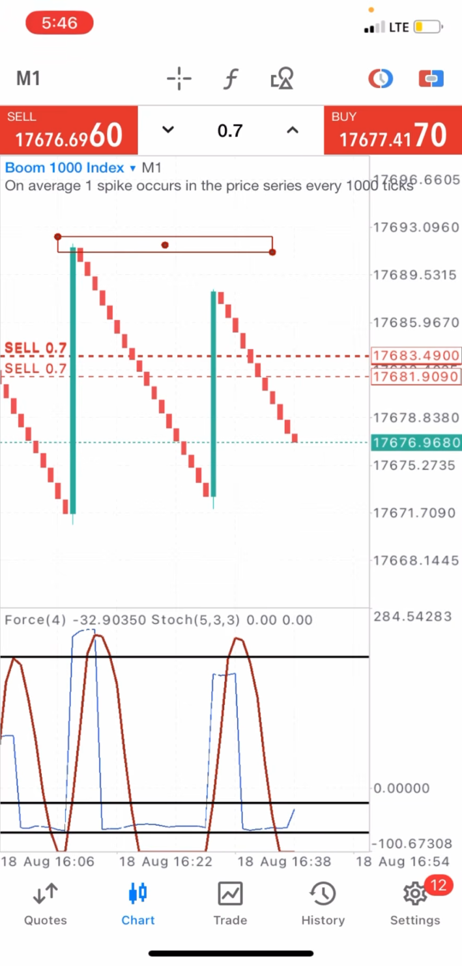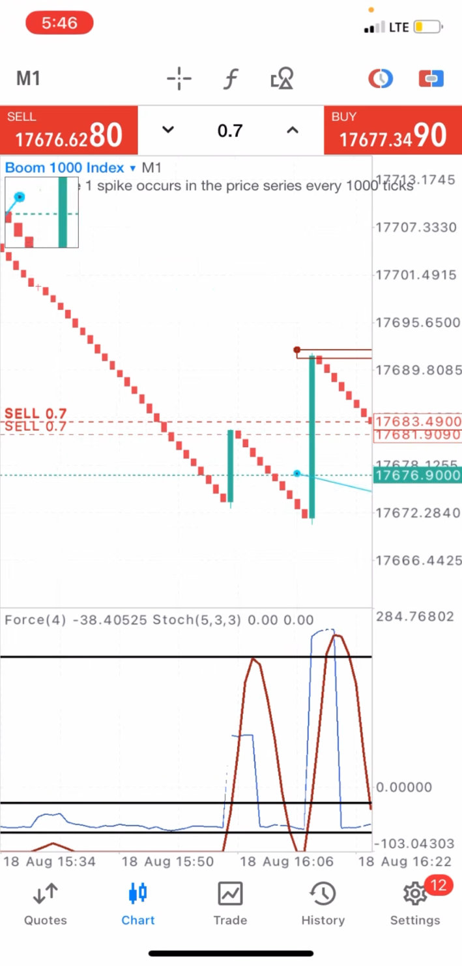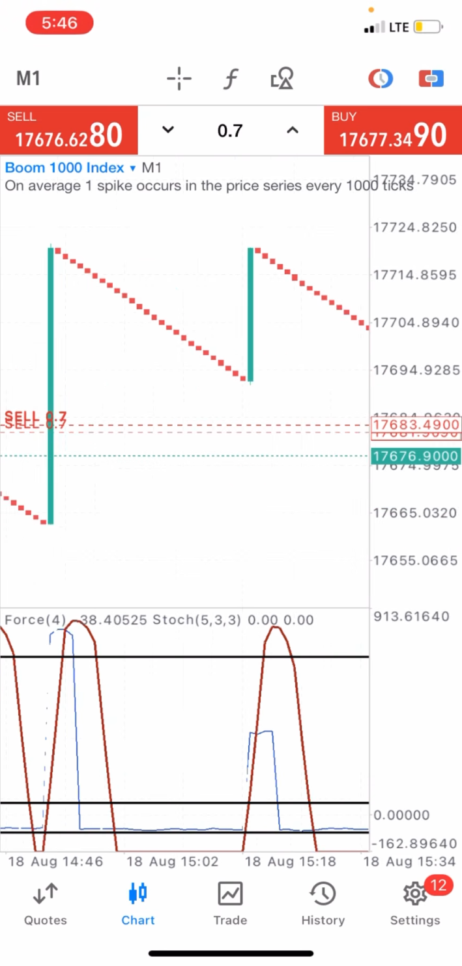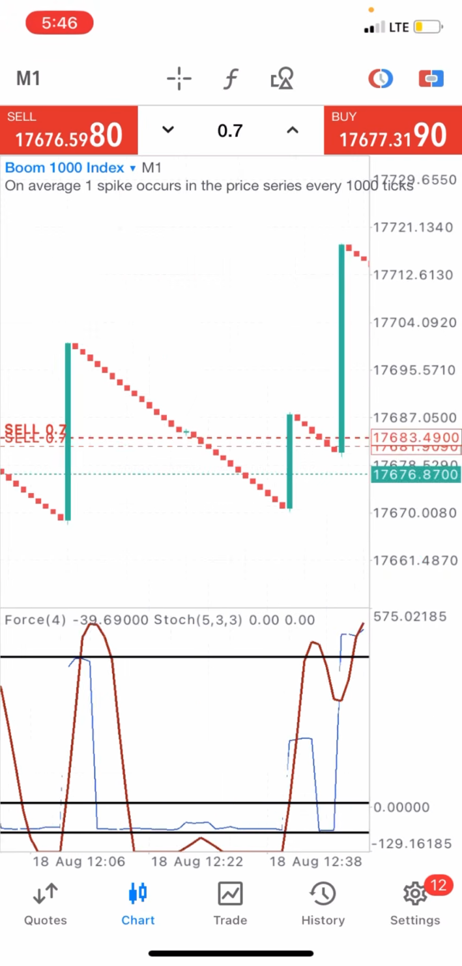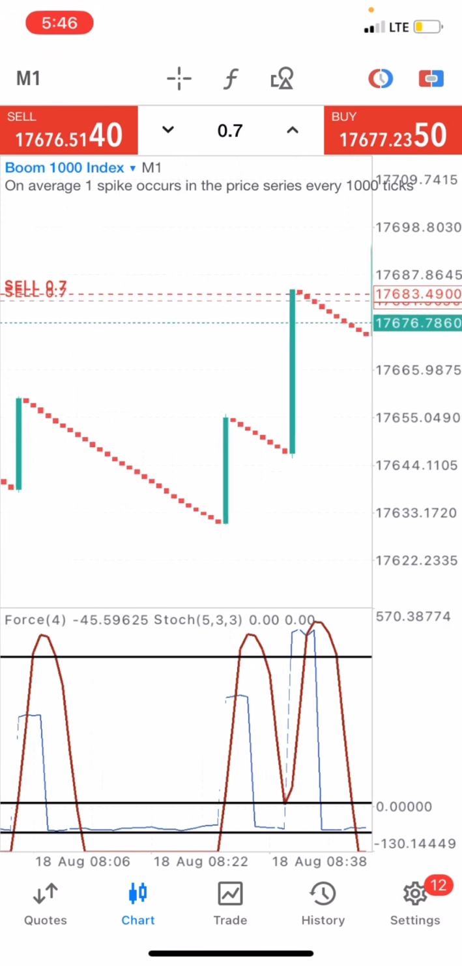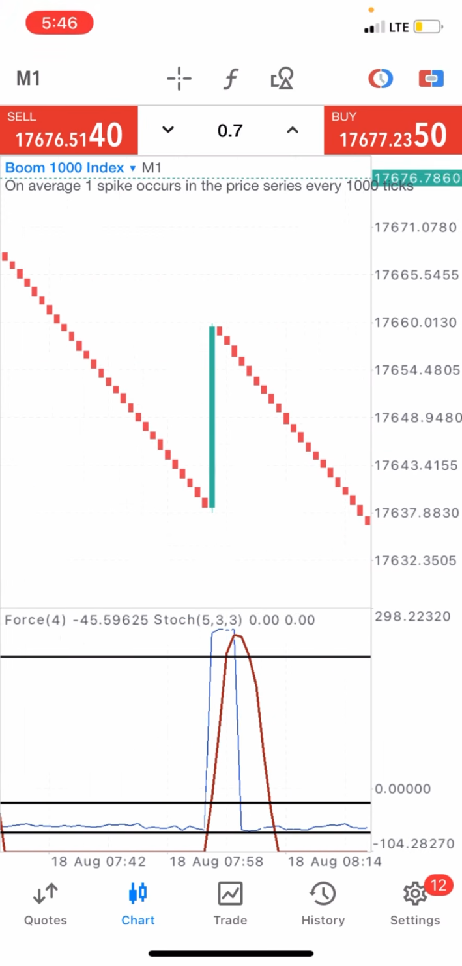Now, how do you get an entry using this strategy? These indicators are really powerful, but they are powerful because of the setup, and the setup is not easy to come by, guys. It's not easy to come by.